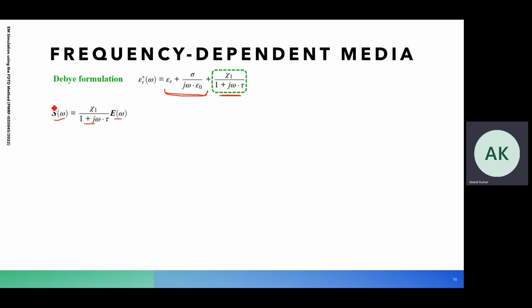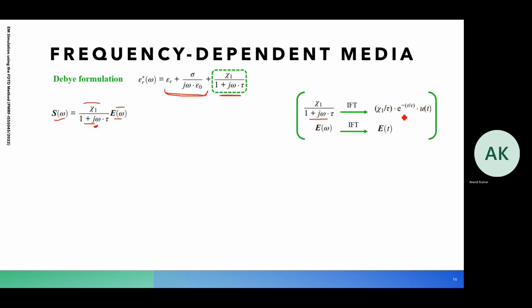Now again, this particular expression is in the frequency domain. To get this in time domain, we use the inverse Fourier transform. In this case, we know the inverse Fourier transform of this particular part and this particular part. So this term is given by the exponential of minus μt, where u is the unit step function, and the E field is then given by E(t).